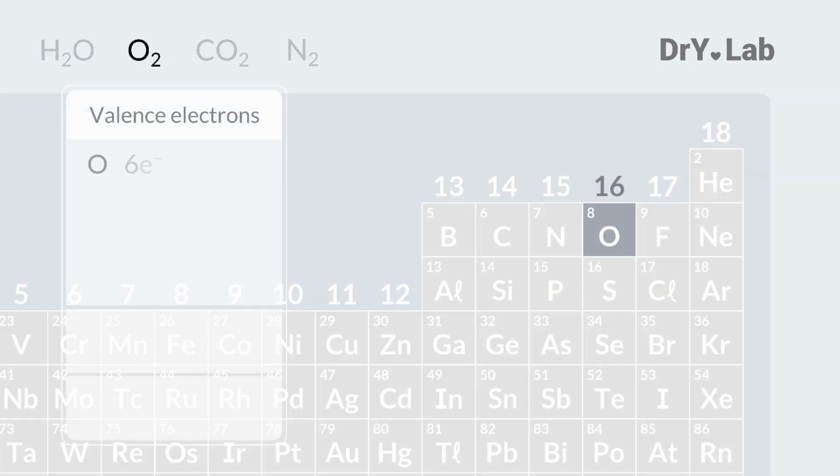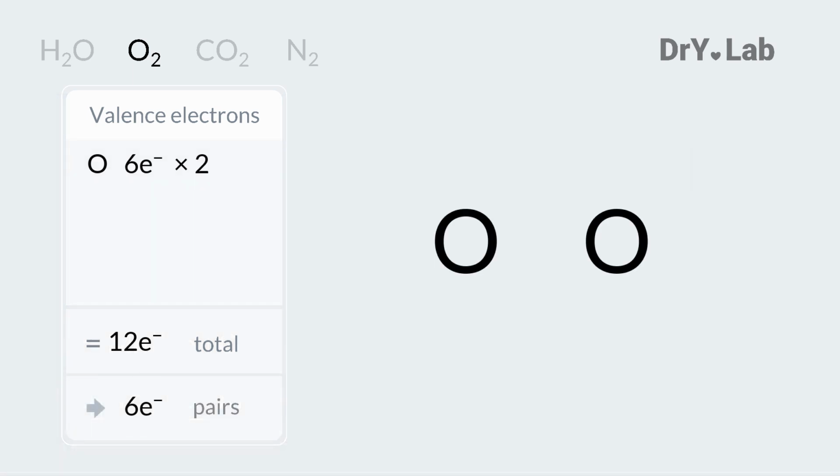Oxygen is in group 16 and has 6 valence electrons. Multiply that by 2 because we have 2 oxygen atoms. Altogether, there are 12 electrons, 6 electron pairs. Connect the 2 oxygen atoms with a single bond. The single bond uses up 2 electrons. We now have 5 electron pairs to distribute as lone pairs.